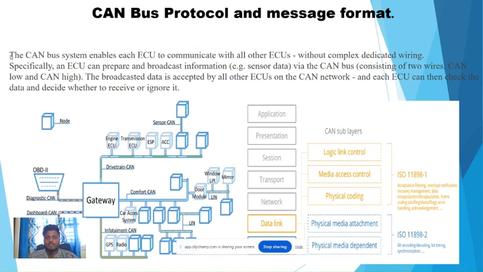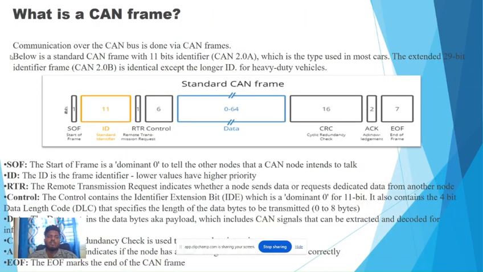Application, presentation, session, transport, network, data link, etc. And the CAN bus layers: logical link control, media access control, physical media attachment, physical media dependent, engine ECU, transmission ECU, ESP, ACC, sensor CAN, gateway, etc. are these components. What is a CAN frame?